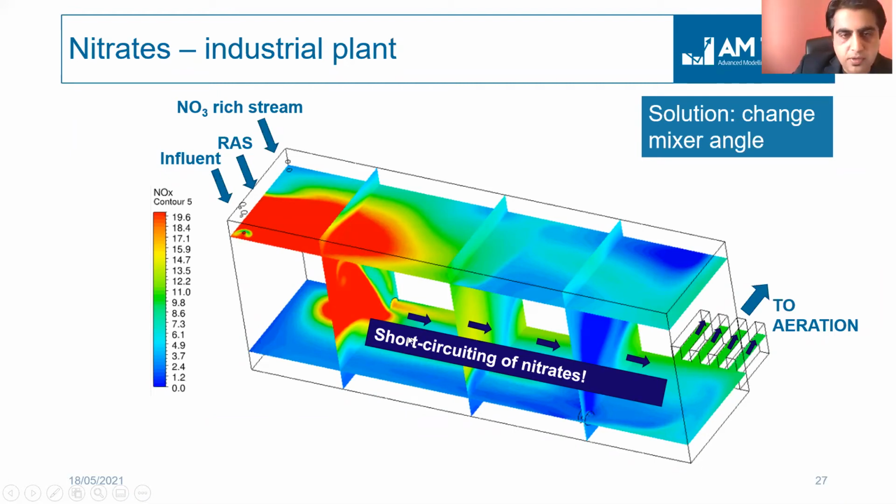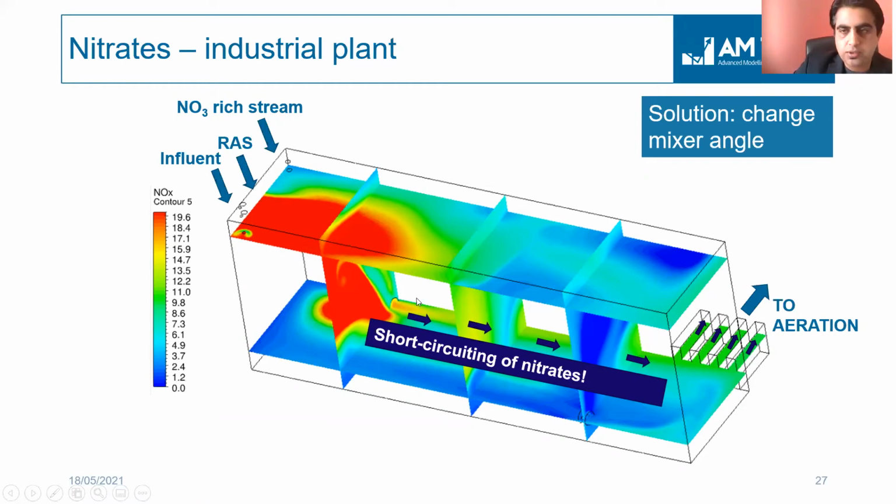So this was a very good example where we could see the short circuiting when we updated our CFD model with the biokinetics. This was not so visible when we didn't include the biokinetics. So this is a very good example where biokinetics really aided in figuring out what was causing this problem.